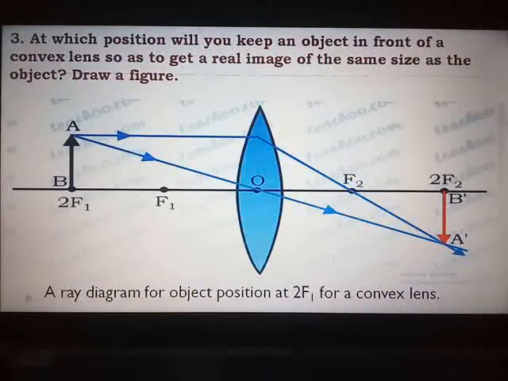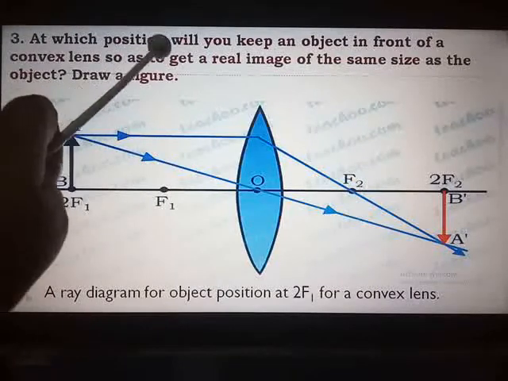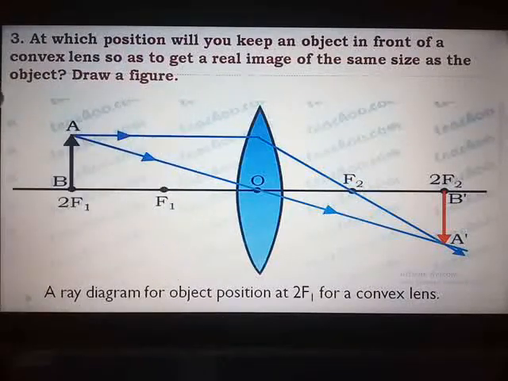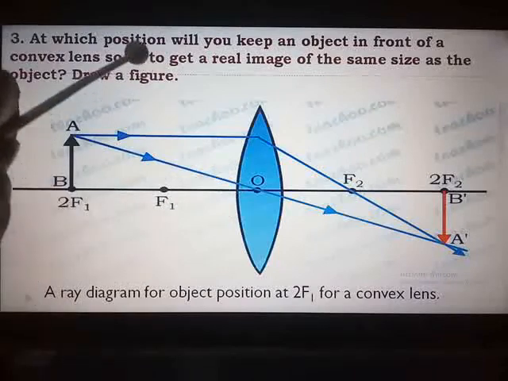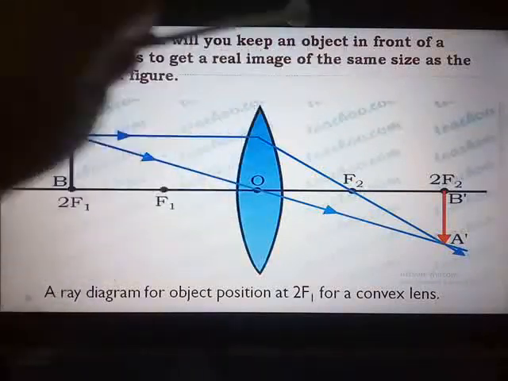At which position will you keep an object in front of a convex lens so as to get a real image of the same size as the object? Draw a figure. Here you have to refer the table which is given on page number 83. At which position will you keep an object in front of a convex lens? So lens is convex. You want to get the real image and same size.